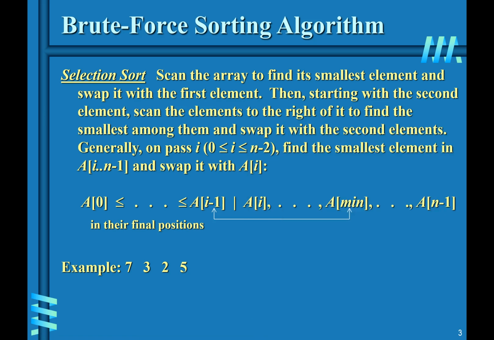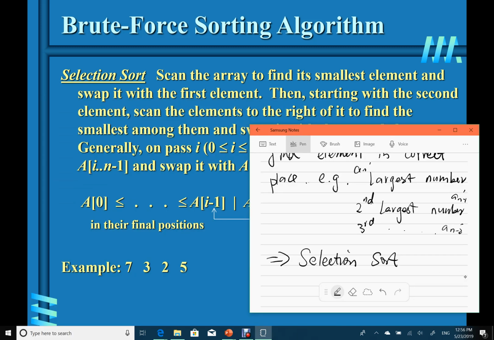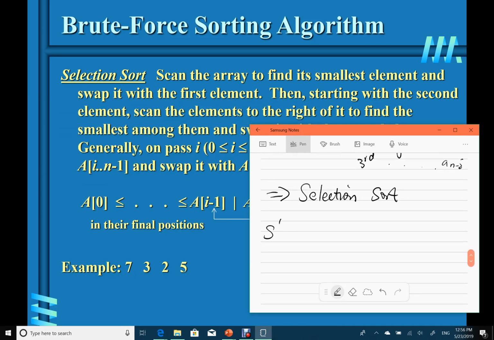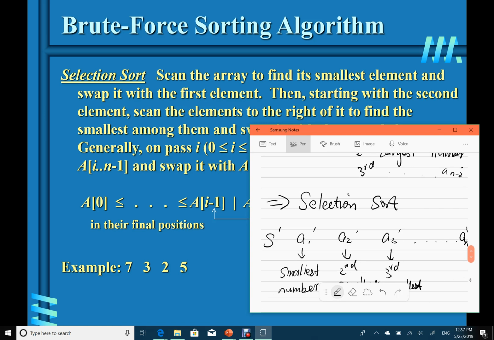Selection sort, we go back to slides. Scan the array to find its smallest element and swap it with the first element. Then starting with the second element, scan the elements to the right of it to find the smallest among them and swap it with the second element. This corresponds to what we talk about. We want to find A1 prime corresponding to the smallest, A2 prime corresponding to the second smallest, and A3 prime corresponding to the third smallest. This is the question we ask, right? Then from the remaining ones, we find the smallest and place it here.